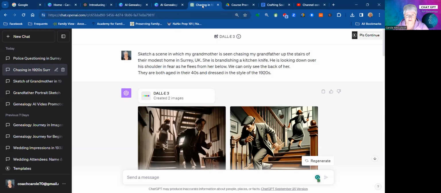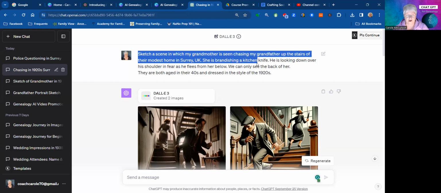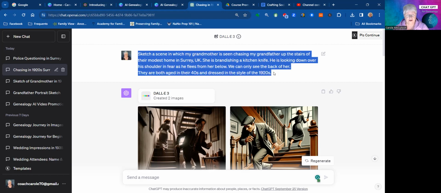Popping over to Chat GPT. And my first prompt was: sketch a scene in which my grandmother is seen chasing my grandfather up the stairs, brandishing a kitchen knife. He is looking down over his shoulder in fear as he flees from her below. We can only see the back of her. They're both aged in their 40s and dressed in the style of the 1920s.